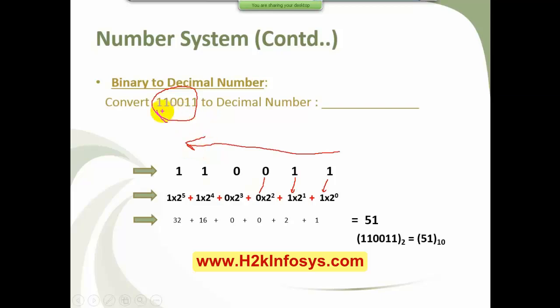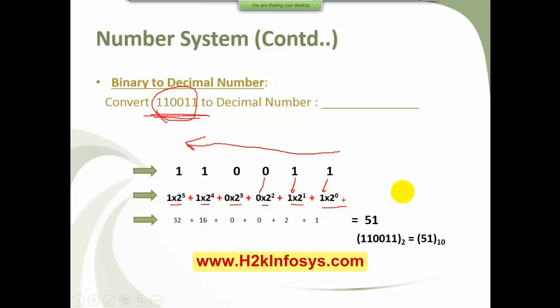So if someone asks you to convert this number into decimal, all you need to do is give some spaces, write the numbers here, and then multiply with 2 power 0, 2 power 1, 2 square, 2 cube, 2 power 4, and 2 power 5. Then you have to add all these things and tell the answer.